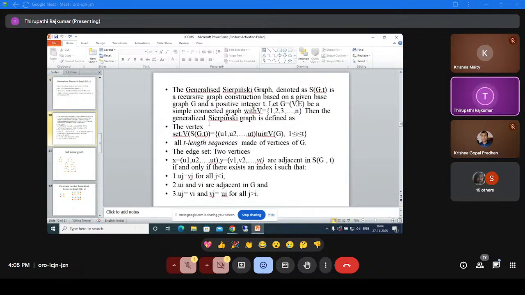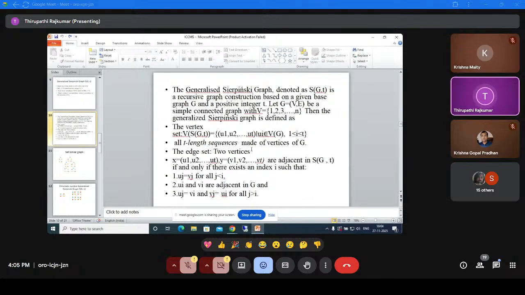Next, the generalized Sierpinski graph, denoted by S(G,t), is a recursive graph construction based on a given base graph and a positive integer t. Let G(V,E) be a simple connected graph with vertices V = 1 to n. Then the generalized Sierpinski graph is defined with vertex set V(S(G,t)) equal to sequences u1 ... ut, where each ui belongs to V(G), i lies between 1 and t.